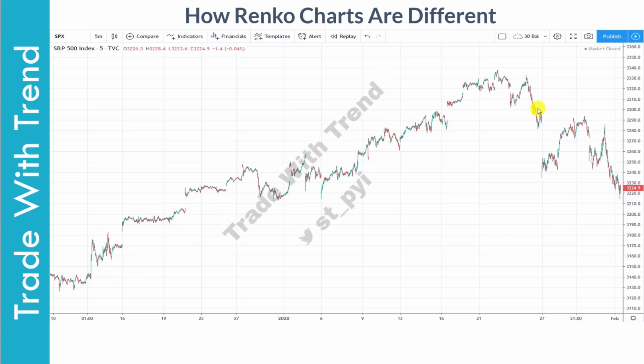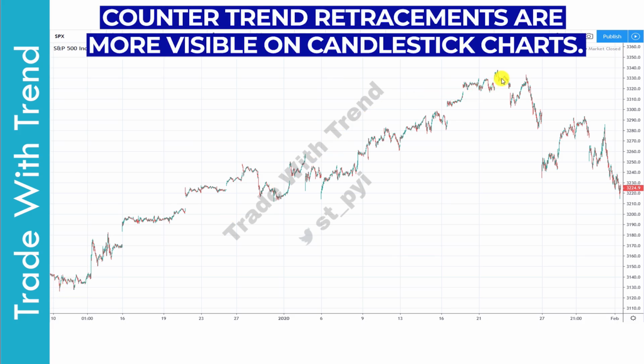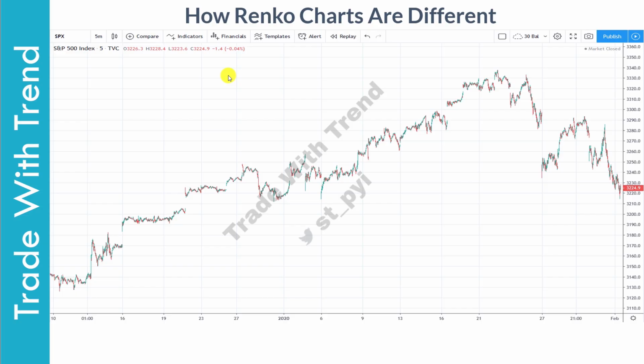This is a standard candlestick chart. Here price has gone from 31.20 to 33.30 and then back to 32.20. The index is again the S&P 500, on a 5-minute time frame chart. Why Renko charts are useful is because let's assume you are long in the market. Look at all these counter trend retracements that are happening. Look at these regions, also these regions here where price retraces sharply.